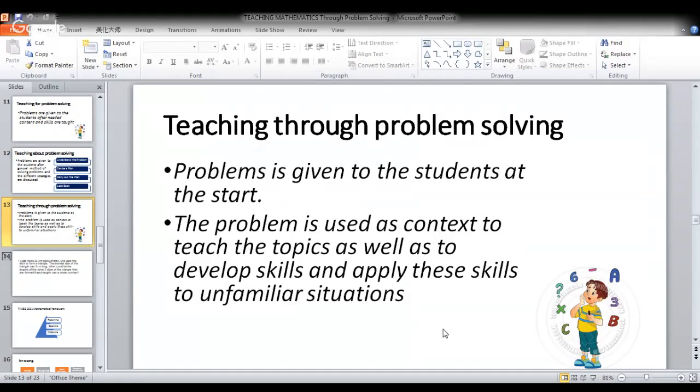And then you put that in a table. And then after that, we try to discuss what is the general expression for finding the length, the width, and the height of that box. So that is what we call teaching through problem solving, where the problem is used as a context to teach the topic. The making of the box is used as a context to teach algebraic expression, to develop the skills and apply the skills to unfamiliar solutions.